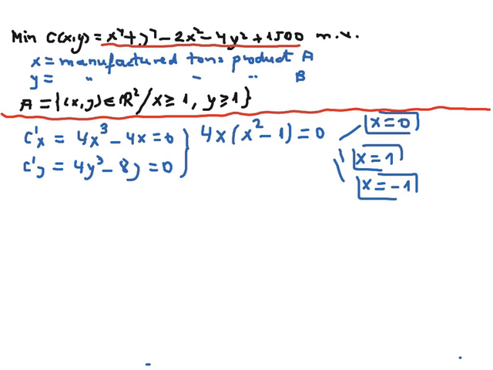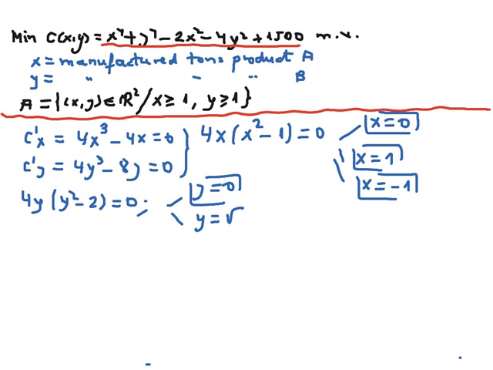Now I do the same with the other equation. I take the common factor for y, factor of y squared minus 2, which has the solution y equals 0, y equal root of 2 and y equal negative root of 2.